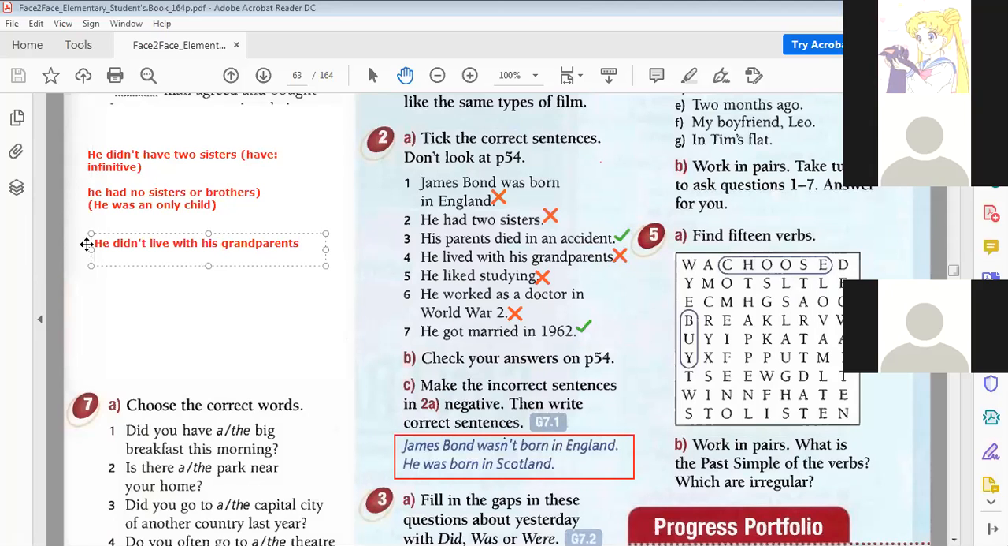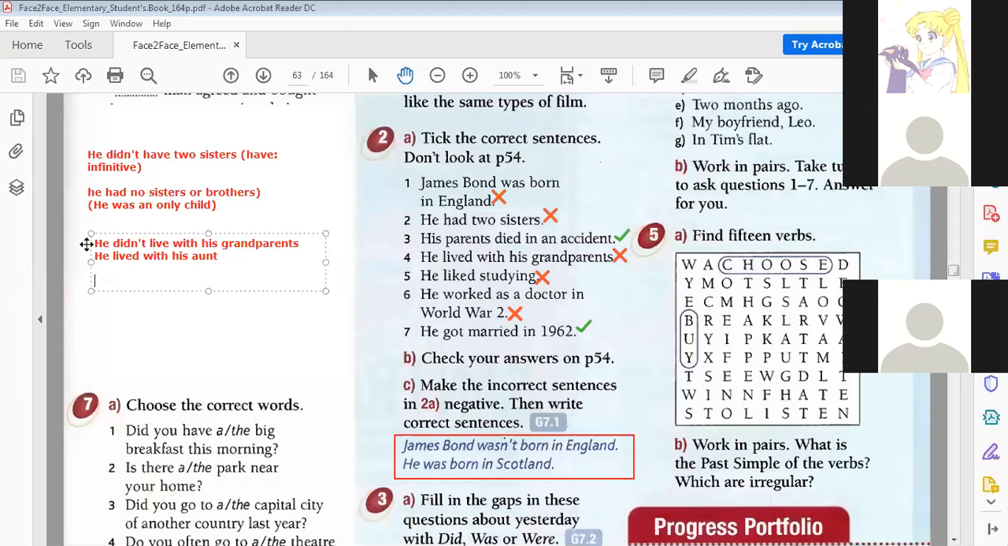Who do you remember he lived with? Do you remember, Cecily? I think it's he lived with his aunt. Right? Okay. Yes. How do we say it, Cecily? He didn't live with his grandparents. He lived with his uncle. Aunt, I think. Okay. Correct. So he lived with his aunt. Nice. All right, very good.